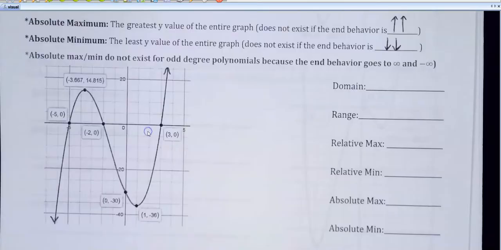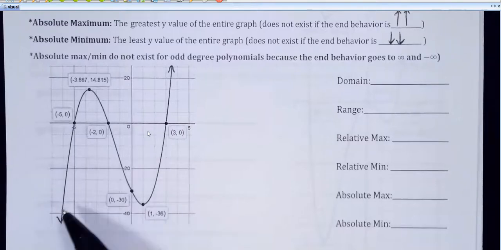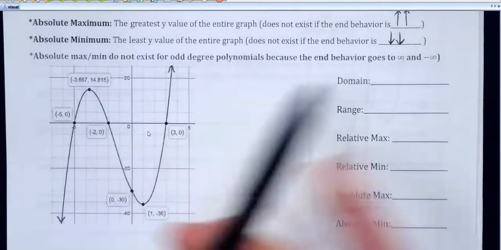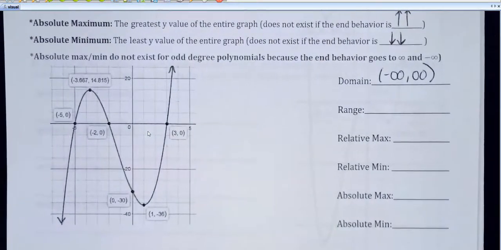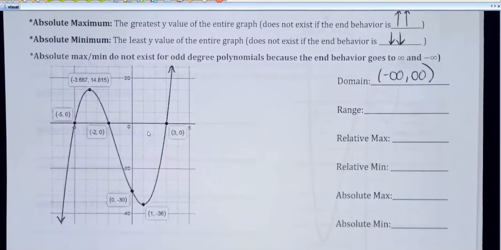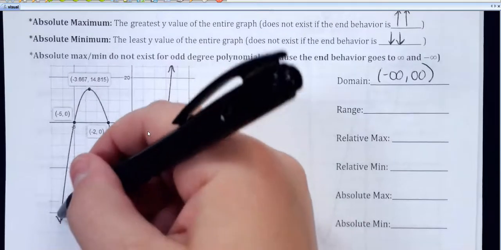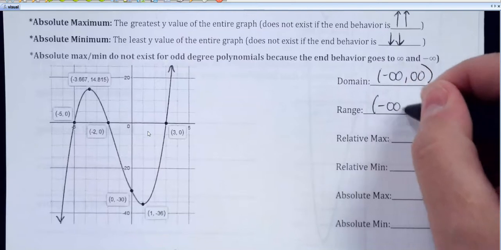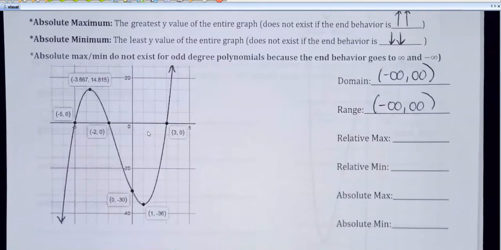Okay, so I'm just going to scooch this up a little bit. And we're just going to talk about domain, range, relative max, relative min, absolute max, and absolute min for this graph. Okay, so the domain, all right, this goes down, but it goes to the left forever. This goes up, but it goes to the right forever. So it should just be negative infinity to infinity. And that should be the case for all of these graphs we're going to look at. Now the range, that could be different depending on the graph. This end goes down to negative infinity. This end goes up to positive infinity. So the range here will actually be the same. And that should be true for any odd function, or odd degree polynomial, let me say it that way.